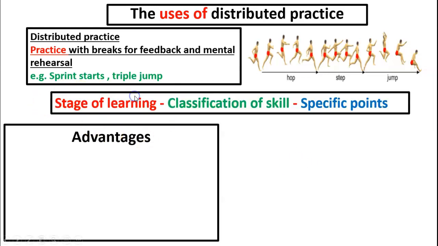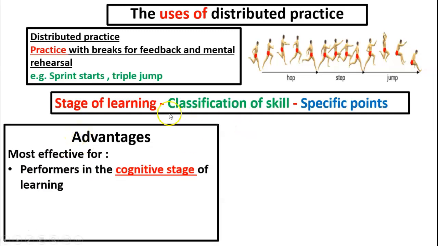So let's have a look then. As always, in order to get our evaluation points across, we need to follow this pattern. So we should be aware now of the stage of learning, because usually these tend to work in opposition. So who is going to need a break to get feedback externally from a coach? Okay, hopefully we can work that out. So distributed practice then is most effective for performance in the cognitive stage of learning, and we'll have a look specifically at the terminology behind why in a second.